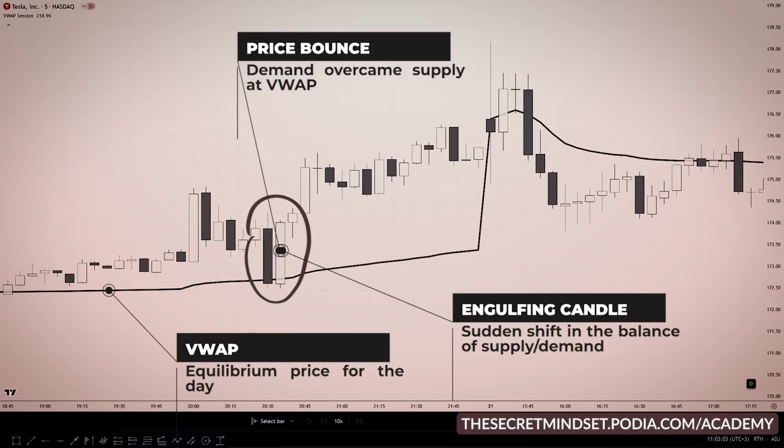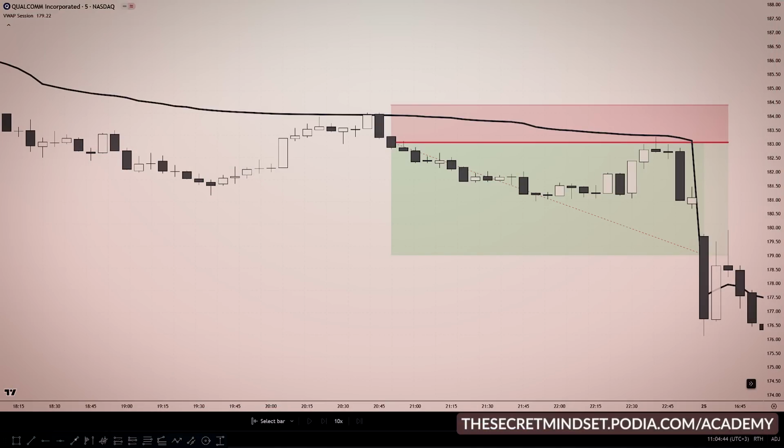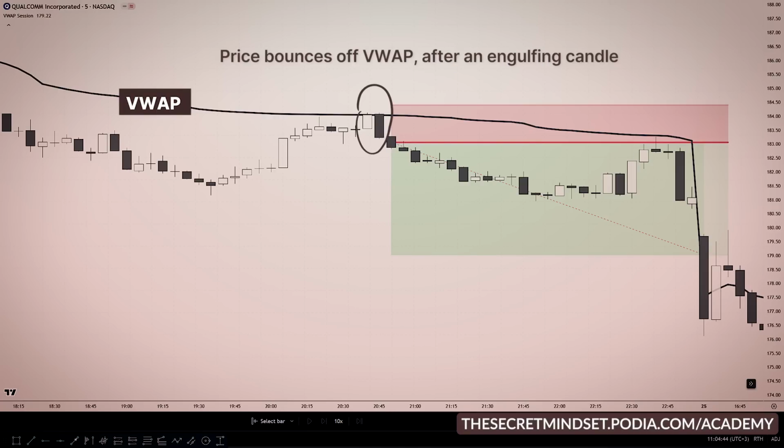The bounce off VWAP confirms this shift and implies that a new supply-demand balance is likely to persist, at least for a short while. This is how to trade this setup. First, monitor the VWAP on your chart. As price nears the line, start paying close attention. Watch for an engulfing candle to form.